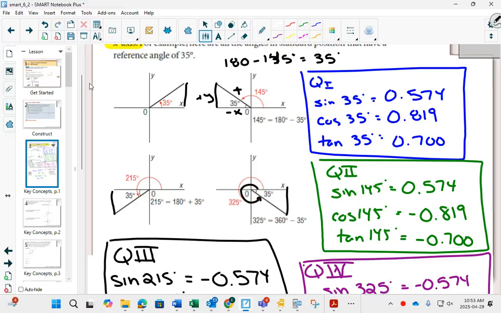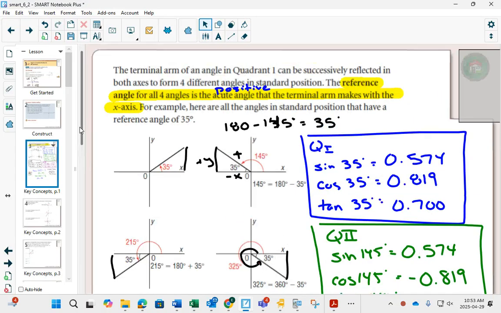So a little explanation of trigonometry. Your important thing is to realize how important reference angles are. You need to know how to find them. It's always back to the nearest x-axis.